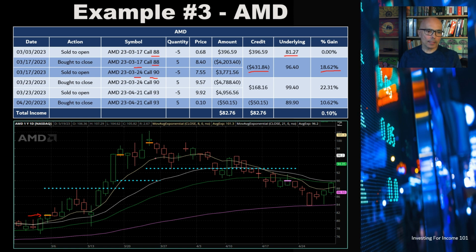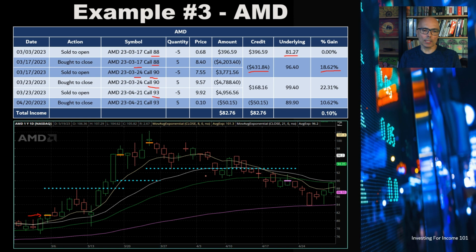And the next time, AMD continued going up. So the next roll I did from 90 to 93. Again, I was not able to roll it much, but I extended the trade again from the 24th of March to the 21st. So I extended it by 4 weeks, right? Which is quite a long time.